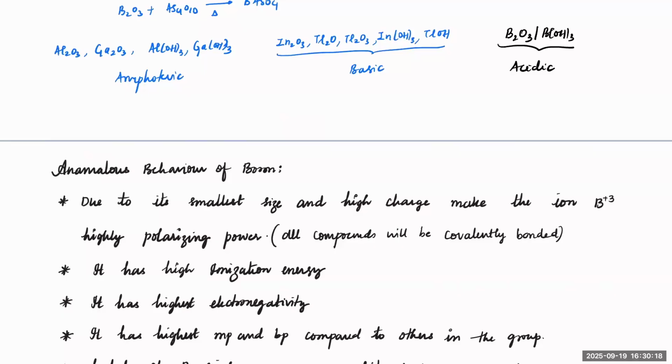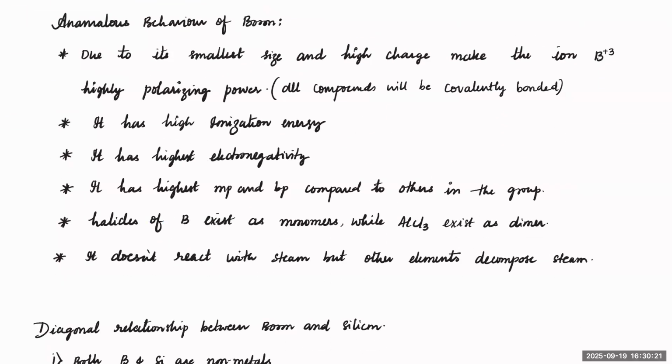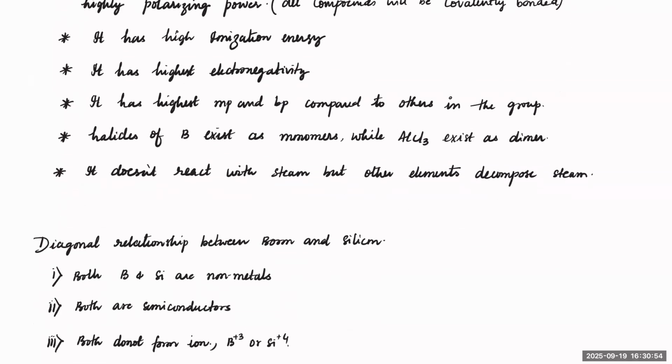Now, what is the typical anomalous behavior of boron? Because of its smallest size and high charge on boron plus 3, it will have high polarizing power. That's why most of its compounds are covalent. And because of its small size, it also has very high ionization energy. It has high electronegativity. It has very high boiling point and melting point compared to the others in the group. And halides of boron exist as monomers, while AlCl3 exists as dimers.